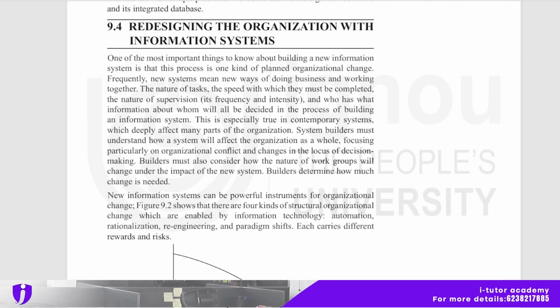One of the most important things to know about building a new information system is that this process is one kind of planned organizational change. Frequently, new systems mean new ways of doing business and working together. The nature of tasks, the speed with which they must be completed, the nature of supervision, its frequency and intensity, and who has what information about whom will all be decided in the process of building an information system.